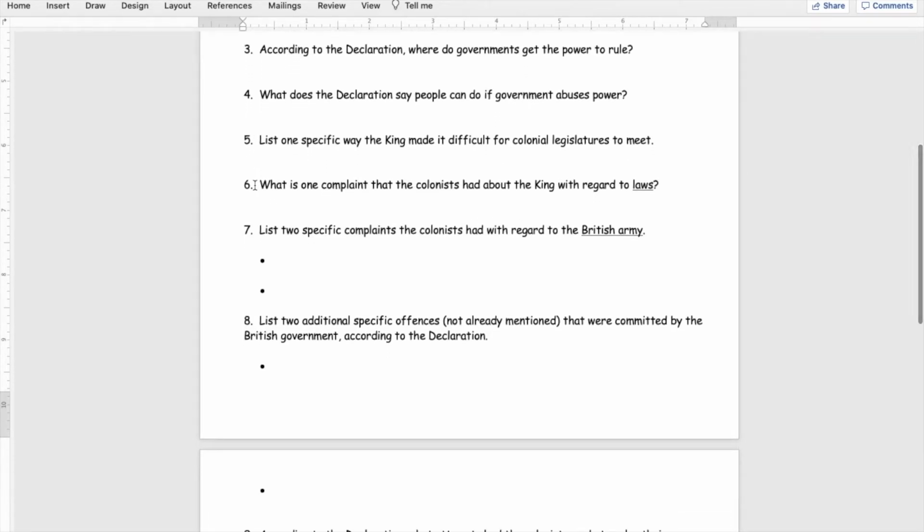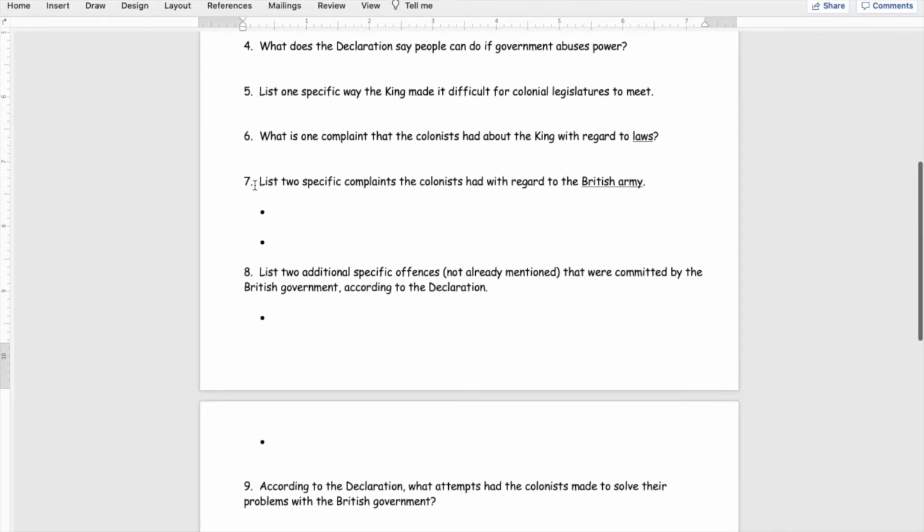Number 6 says, what is one complaint that the colonists had about the king with regard to laws? The first few in the list of grievances were all about laws. You could have said he has refused his assent to laws, or he has forbidden his governors to pass laws of immediate and pressing importance, or he has refused to pass other laws for the accommodation of large districts of people. Any one of those would have worked.